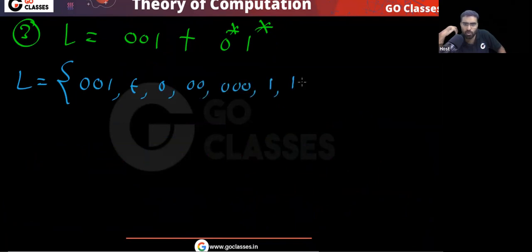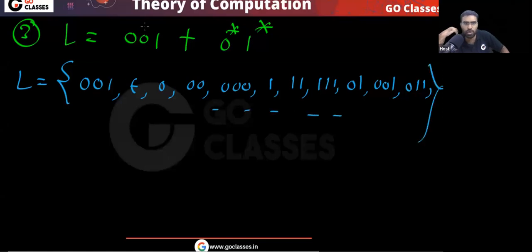So tell me, what is the language? Your language is this. In your language, you have 0, 0, 1. You have the empty string also. You have 0 also, double 0, triple 0. You have 1 also, double 1, triple 1. You have 0, 1 also. You have 0, 0, 1, 0, 1, 1, and so on.